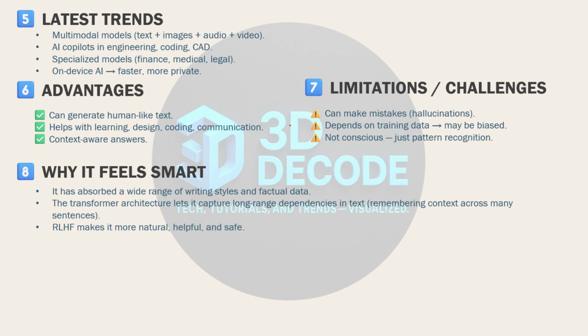Why it feels smart. So why does ChatGPT feel so smart? It's absorbed a huge range of writing styles and factual data. Its transformer architecture captures long-range context across many sentences, and RLHF fine-tuning makes it sound more natural, helpful, and safe.